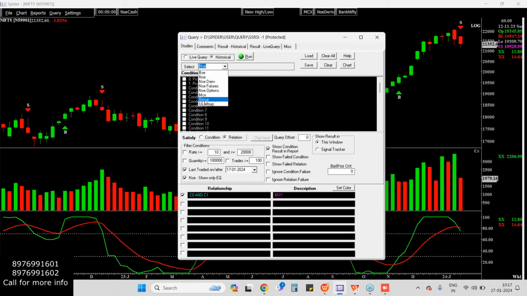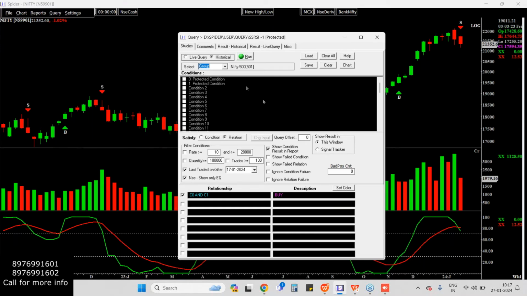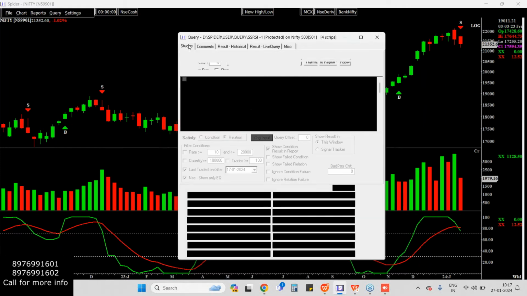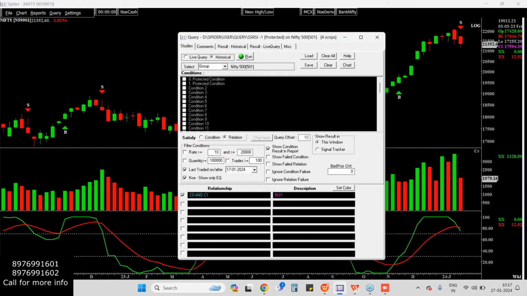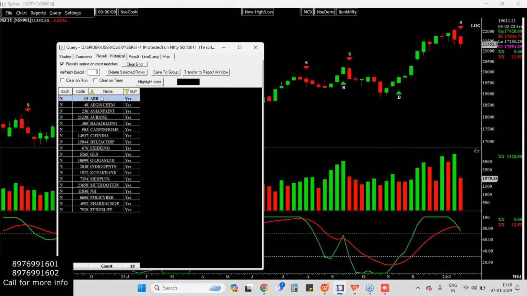For example, I'll take Nifty 500 for now, not the full NSE. Then if you click on 0 and run, it will show you all the results which can go positive in the current week. But before that, we'll backtest some results. For example, I'll put 10 over here to check the results for the 10th week. So these are the results for the 10th week.